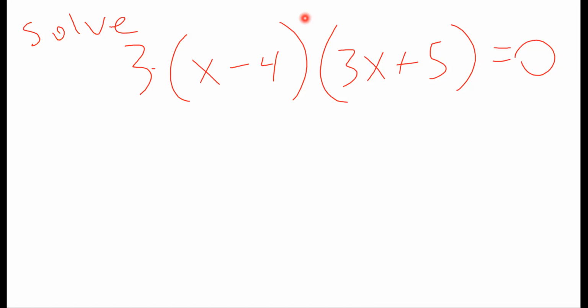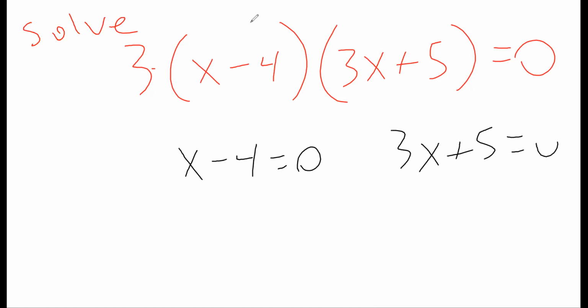So we take each of these factors and set them equal to 0. Now, technically, the 3 here is a factor. But if you set 3 equal to 0, it's not going to work. You're not going to get anything out of that, because 3 equals 0 is just nonsense. It's false. So we don't have to set the 3 equal to 0, because we can immediately tell it's not going to work. But let's do x minus 4 equal to 0, and separately, let's do 3x plus 5 equals 0.